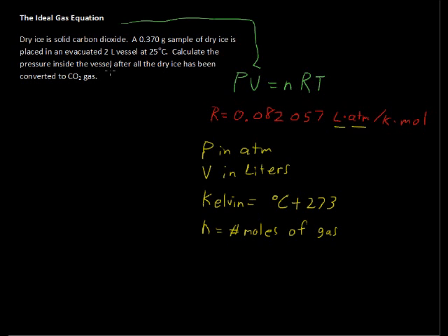Calculate the pressure inside the vessel after all the dry ice has been converted to CO2 gas, the carbon dioxide gas. So we'll start with PV equals nRT. And this problem is giving us some stuff. We have the volume, that's the 2 liters, and we have the temperature. We can just add 273 to that to get our Kelvin. What else do we have? We have the number of moles, but not directly. We are given 0.37 grams, and we're going to have to convert that to the number of moles.